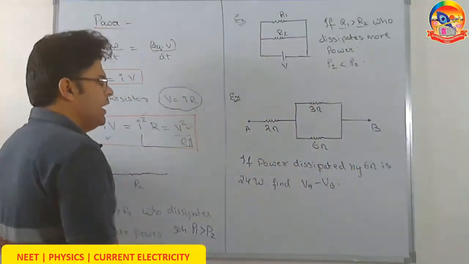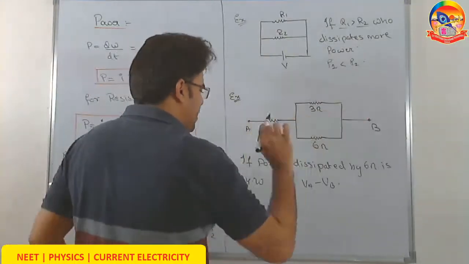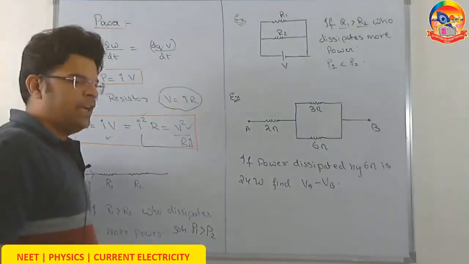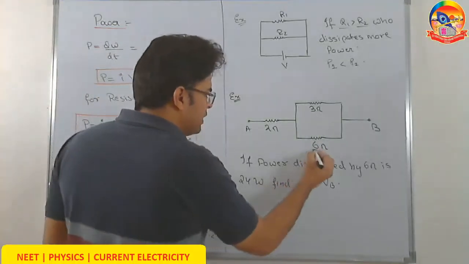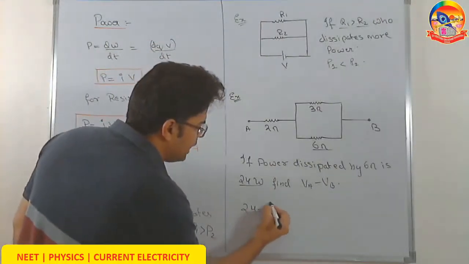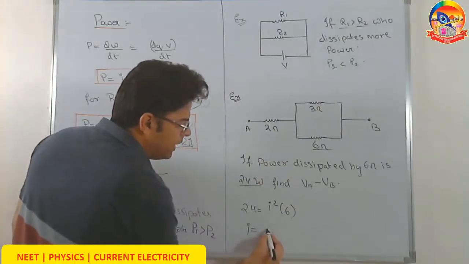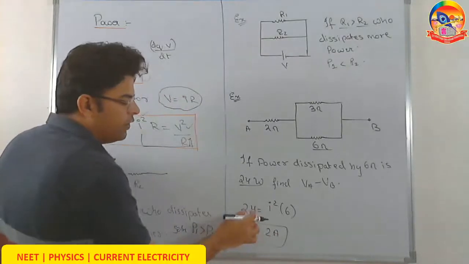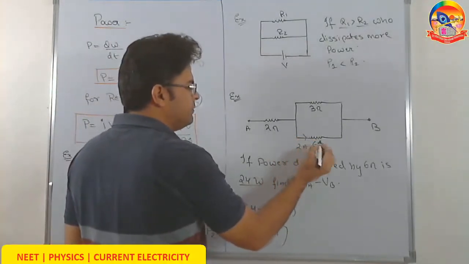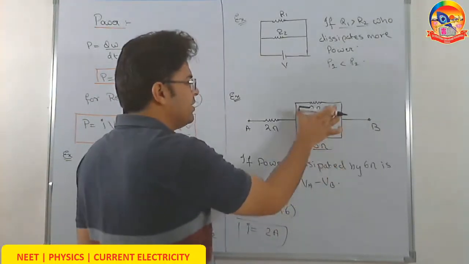Next example. Here they have shown us three resistors, 2 ohm, 3 ohm, 6 ohm, and there are 2 points A and B. If power dissipated by 6 ohm is 24 watt, what is VA minus VB? Now see kids, power dissipated by 6 ohm is 24 watt. Using power equals to I square R, you can find that the current flowing through this 6 ohm has to be 2 ampere. So as the current in 6 ohm is 2 ampere, this means that the potential drop across it is 6 into 2, 12. This 6 and 3 are in parallel.